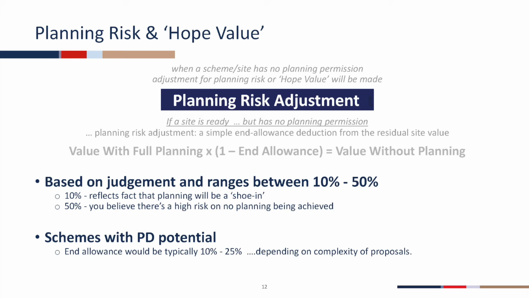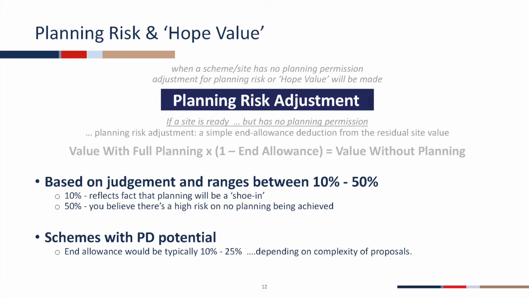So we have to base that judgment on various factors, but those factors are not something that we can apply particularly quantitative rates to. But typically you should see an allowance for planning within a calculation of between 10 and 50% for a project that has got some potential for planning, but there isn't a really positive pre-app there, or the pre-application process hasn't even started. But for schemes with really, really good potential, the planning risk adjustment should be fairly low.